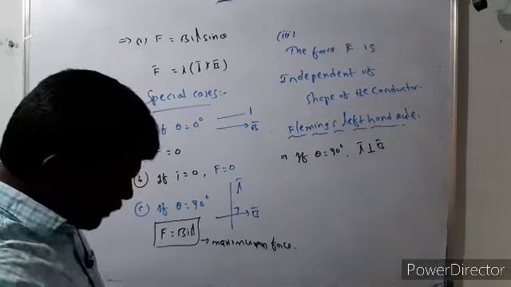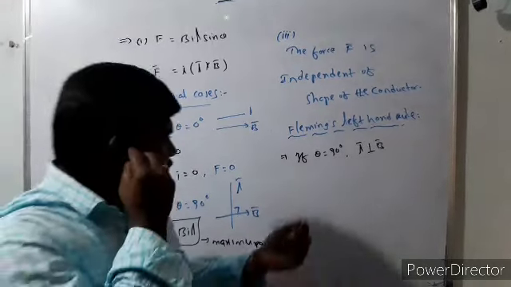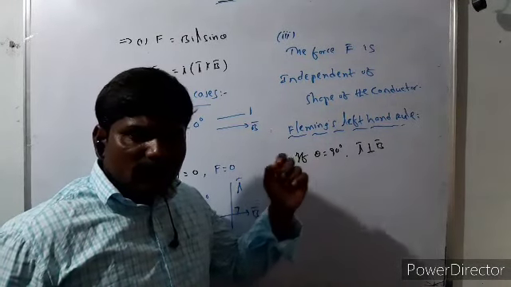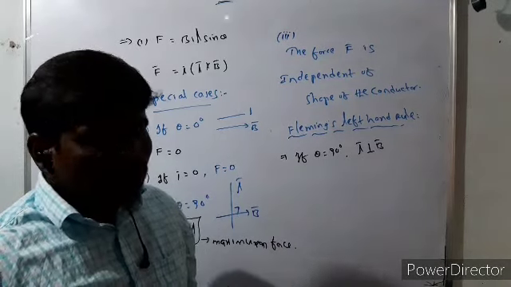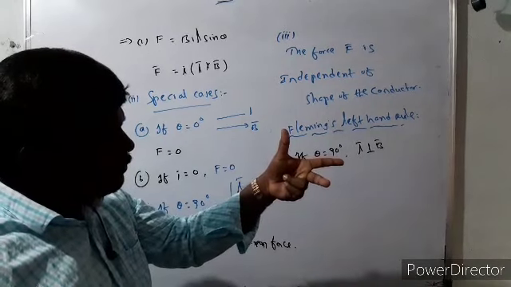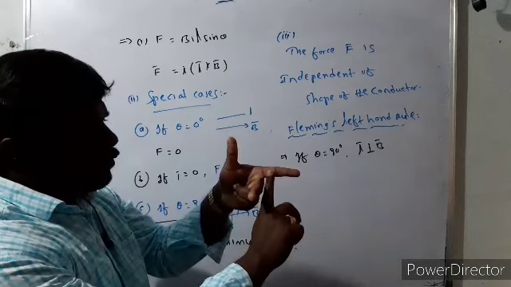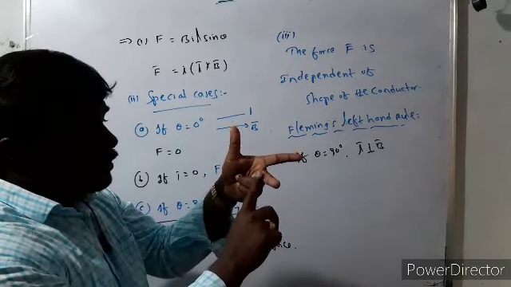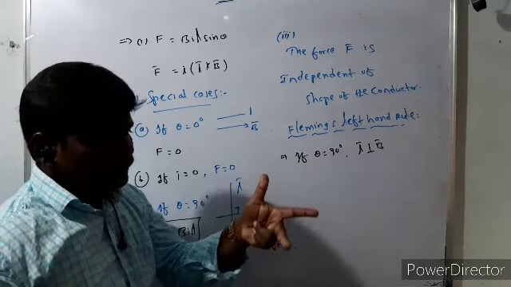How can we give the direction of the force by using Fleming's left hand rule? When we have to use this rule: if theta is equal to 90 degrees, when the length of the conductor is perpendicular to the magnetic field, then only you have to use this Fleming's left hand rule. Now see this. Stretch the three fingers of the left hand mutually perpendicular to each other. The forefinger denotes the direction of the magnetic field. The middle finger gives the direction of current in the conductor. The thumb gives the direction of the force.